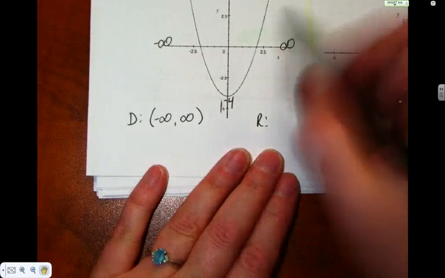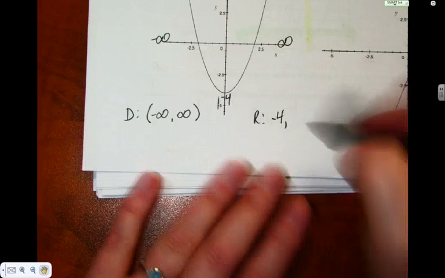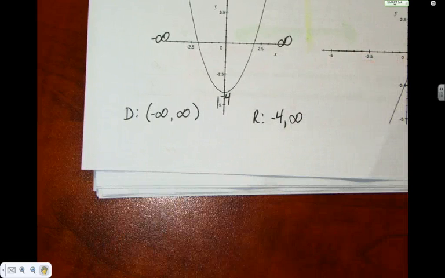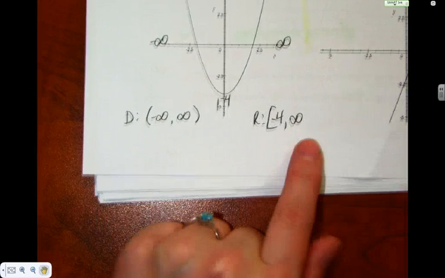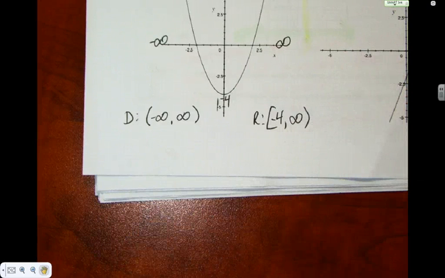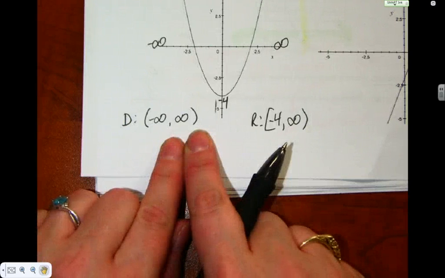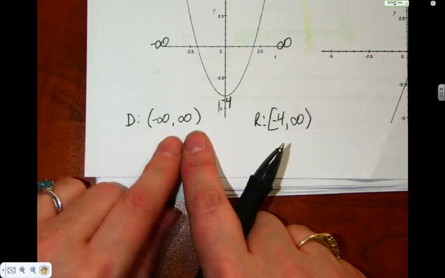What's the lowest value? -4. Highest value? Infinity. What kind of bracket does -4 get? Square. What kind of bracket does infinity get? Round. Should, like the one we did for domain, should there just be a sign that means all numbers? That's what's coming in the other notation.